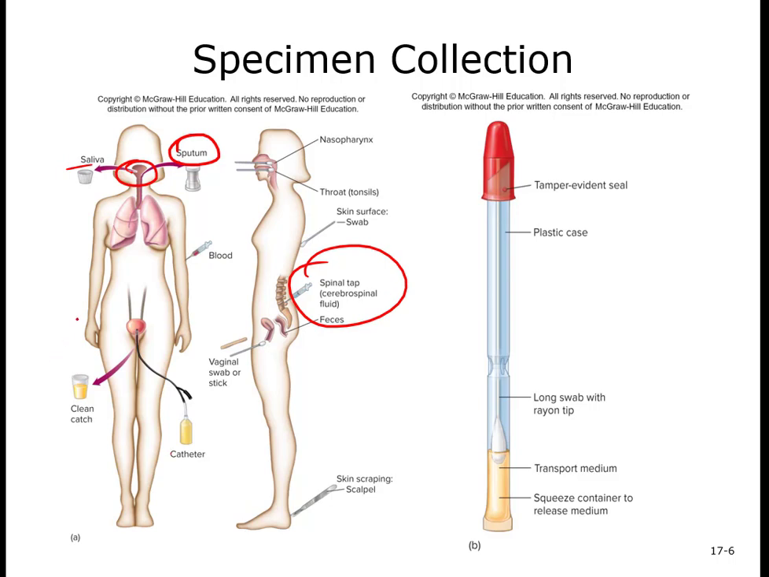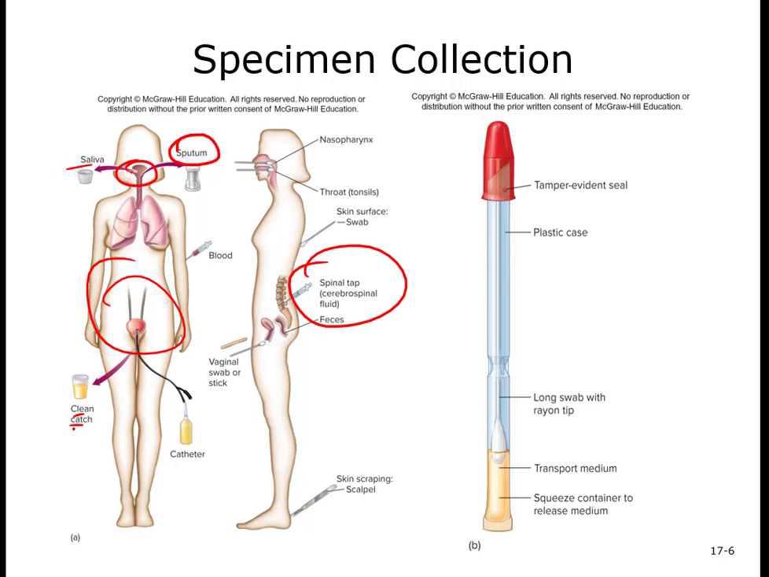Another example is collecting a urine sample, like you're testing for a UTI. Usually when collecting a urine sample, you want to do what's called a clean catch, which means the patient cleans the external genitalia and then they urinate and they collect the sample midstream so that any normal flora bacteria that could potentially contaminate the sample is eliminated.